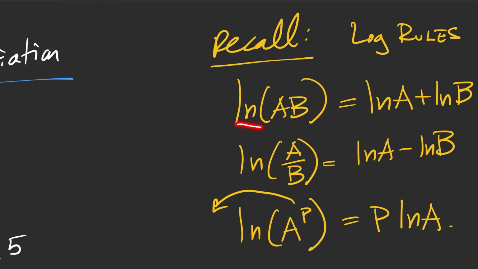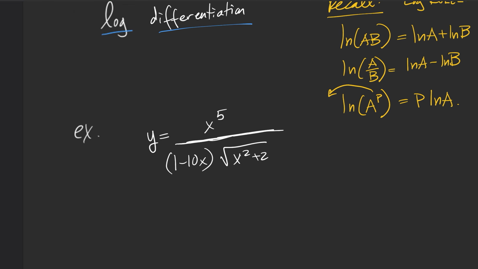That means that if I have a log that looks like this and I want to differentiate it, I can first separate it into smaller logs to make it easier. If I have something that looks like this and I'd like to take the derivative, I could first break it up into two smaller pieces and then differentiate. If I have something to a power, I can pull that constant out front, and then this might be easier to differentiate. So what does that mean?